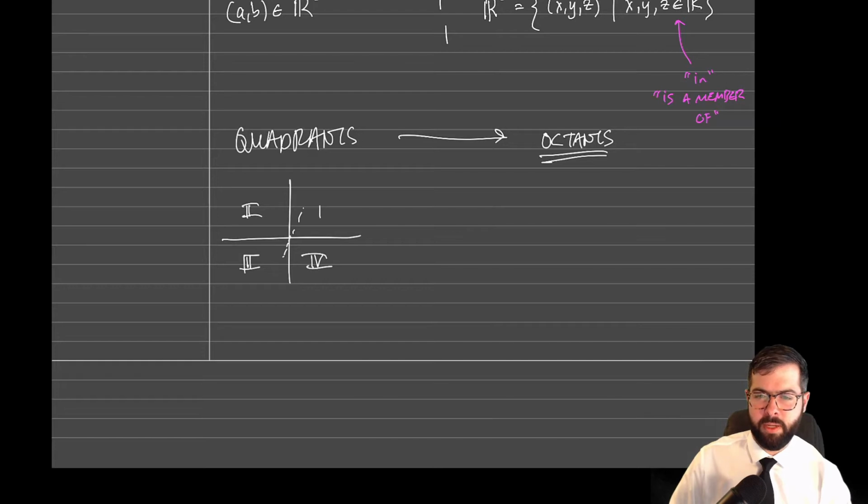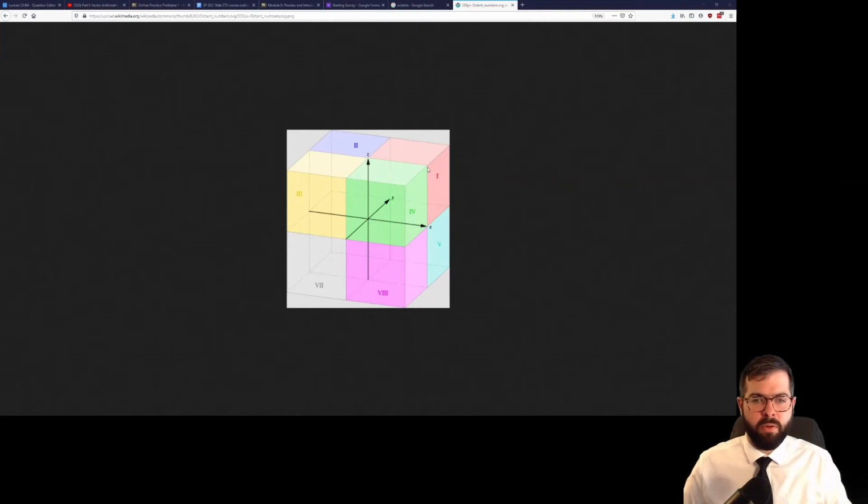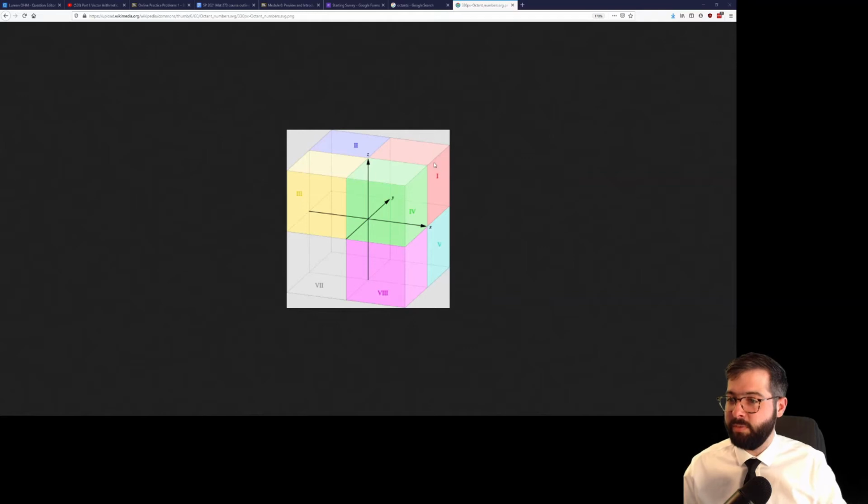Here we go. Let me share that. Everybody see that? So octant 1 is drawn a little bit differently. It's oriented in a different direction than I drew it. You see how x is coming out this way, the y positive direction is that way, and z is up and down. So octant 1 is still like quadrant 1. Everything's positive: x and y are positive, z is positive.